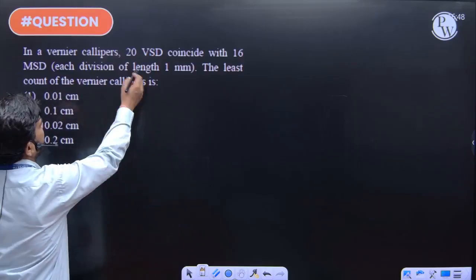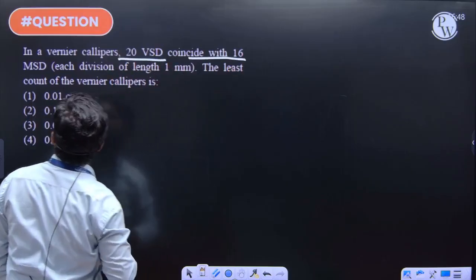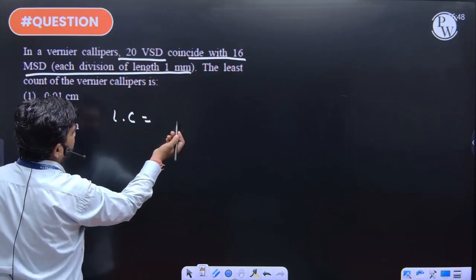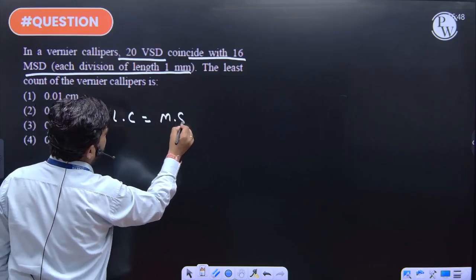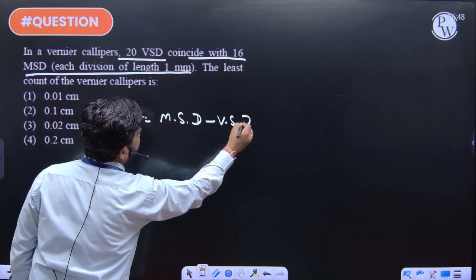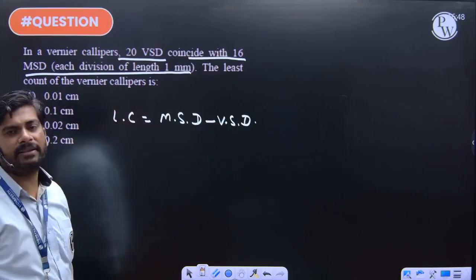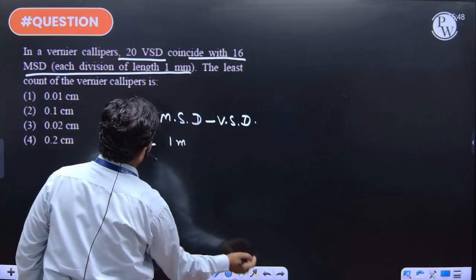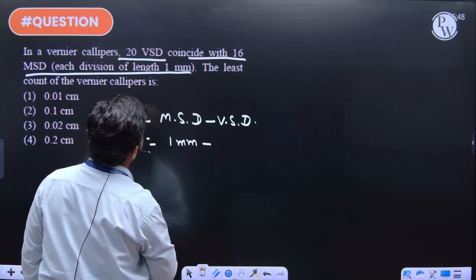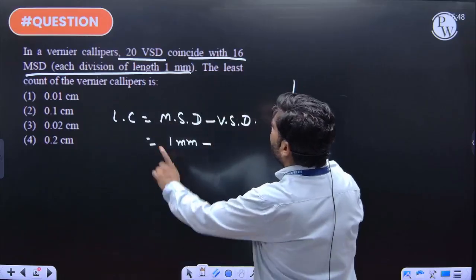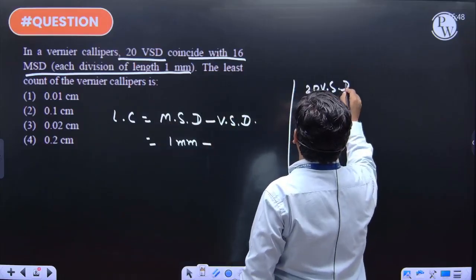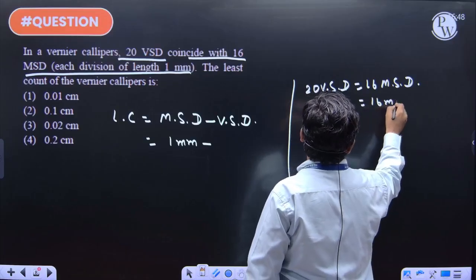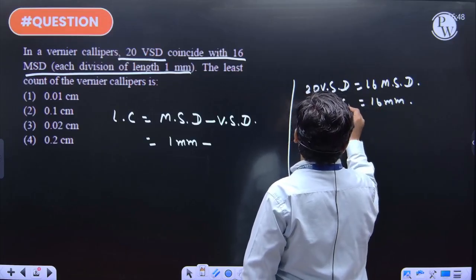Now in a vernier caliper, let's move to this question. 20 VSD coincide with 16 MSD. Each division of the main scale is 1 mm. You know that the least count of a vernier caliper will be given by MSD, main scale division, minus VSD. What is MSD here? 1 mm. VSD is how much? To find out the value of VSD, can I directly write 20 VSD is equal to 16 MSD? So can I write 16 mm? So 20 VSD is equal to 16 mm.